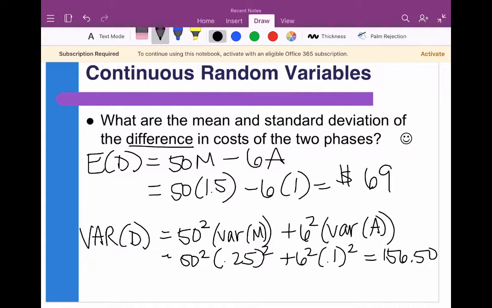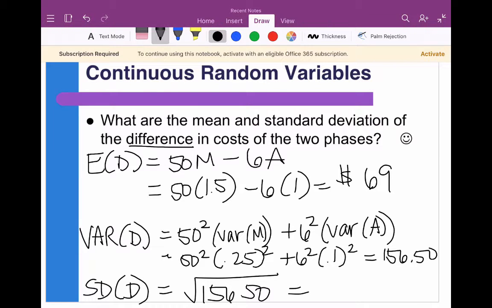So then the standard deviation of the difference ends up being the square root of 156.5, which again gives us a standard deviation of $12.51. So again, just to reiterate here, we have to add our variance because, even when we're subtracting, variation will still increase. So we always have to add.